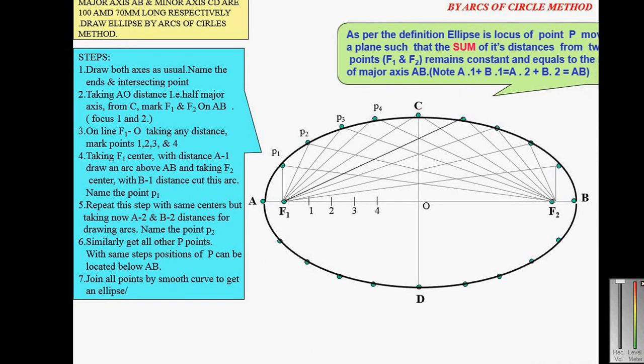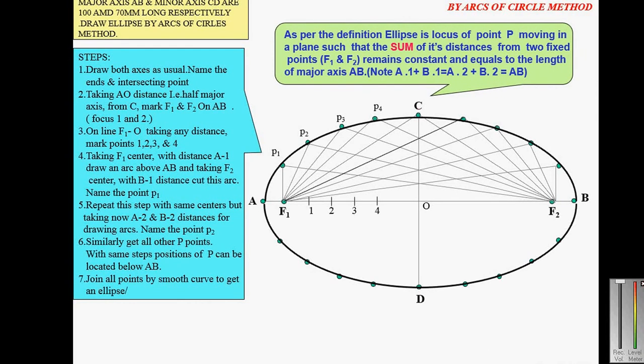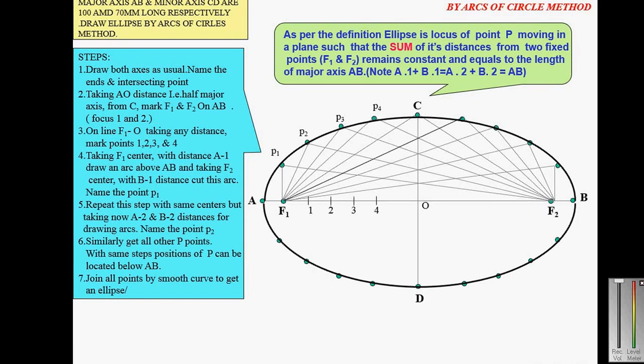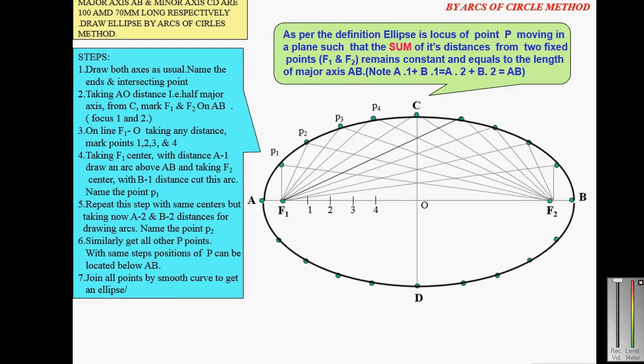So as per the definition of the ellipse, it is the locus of a point P moving in a plane such that the sum of its distances from two fixed points F1 and F2 remains constant, and it is equal to the length of the major axis AB. Note that A1 plus B1 is equal to A2 plus B2, which is equal to AB. So this condition is to be satisfied.